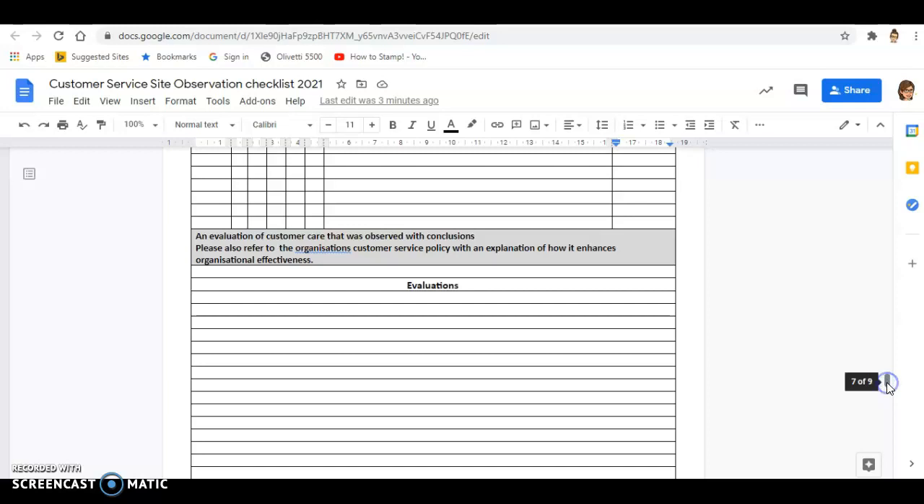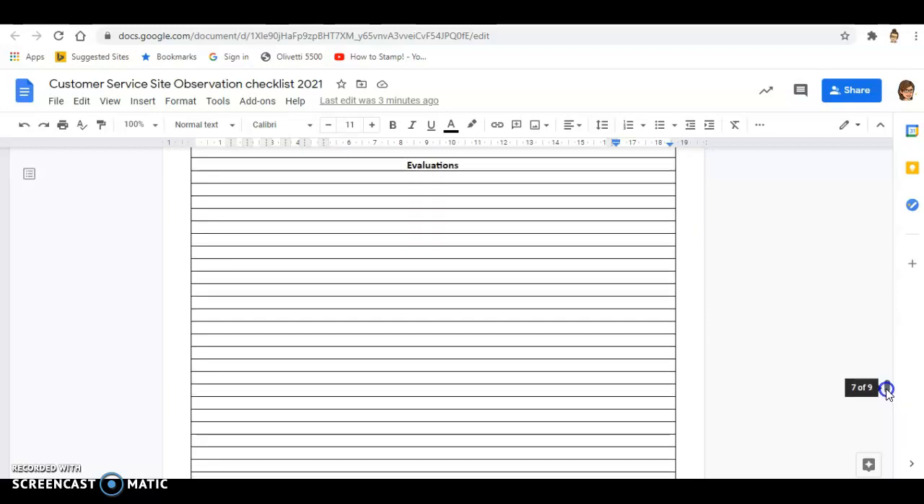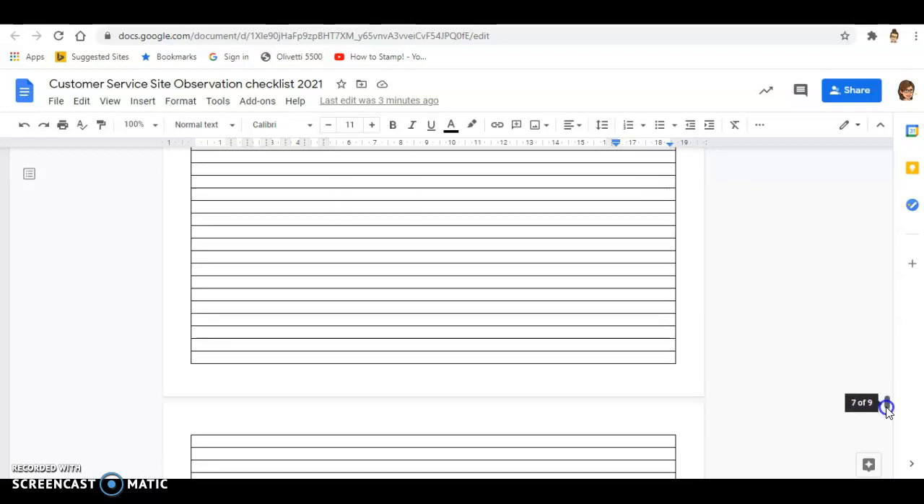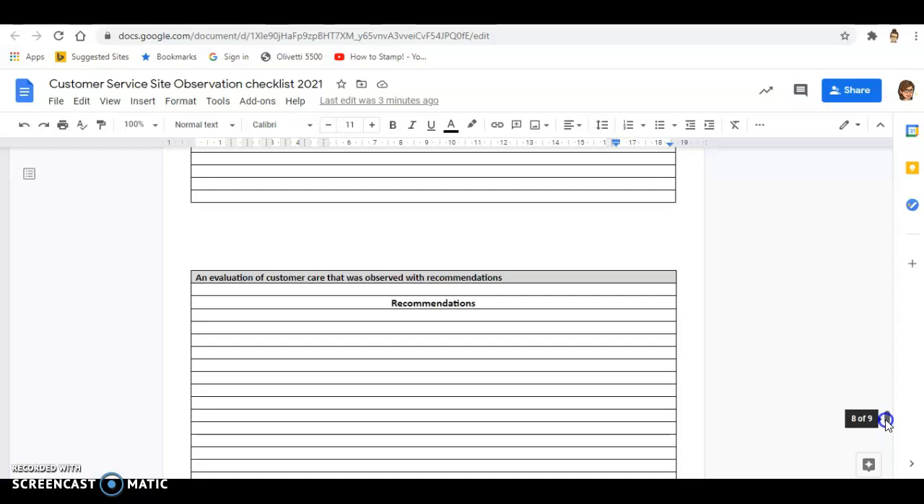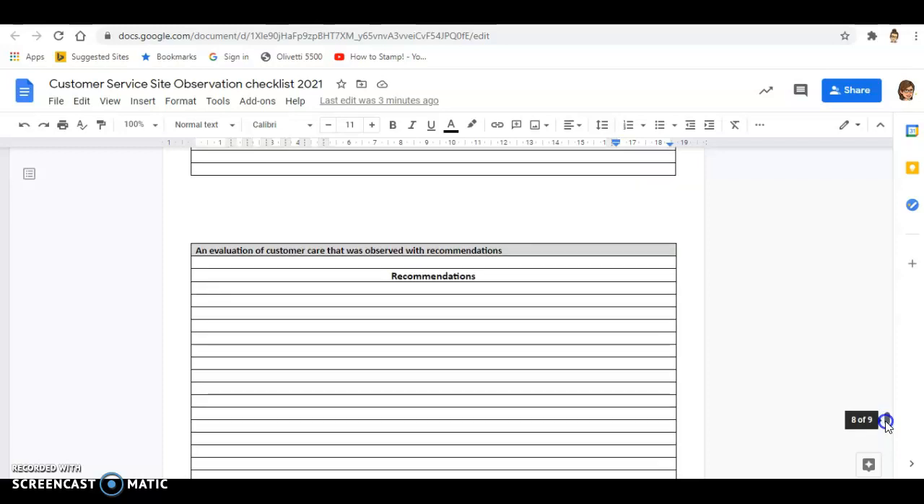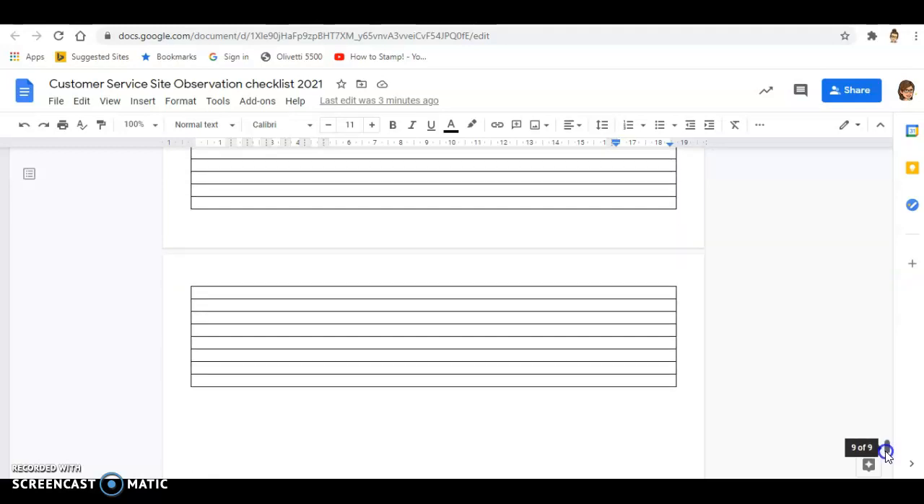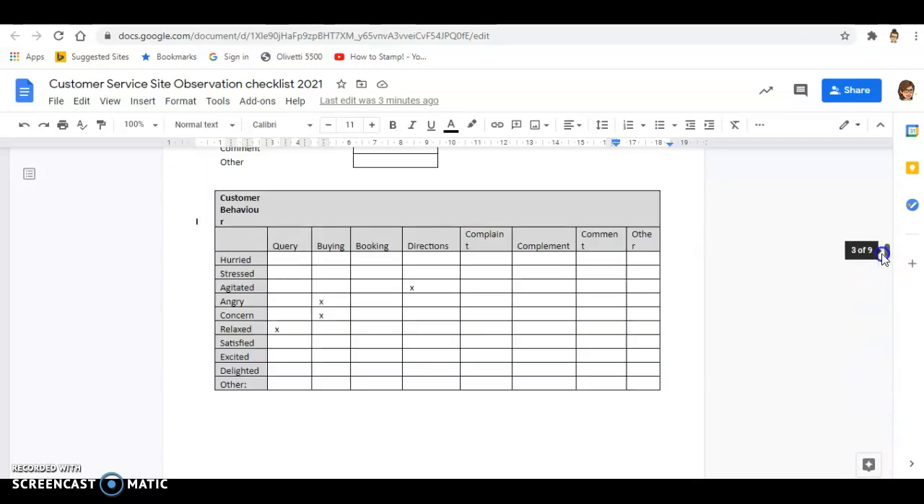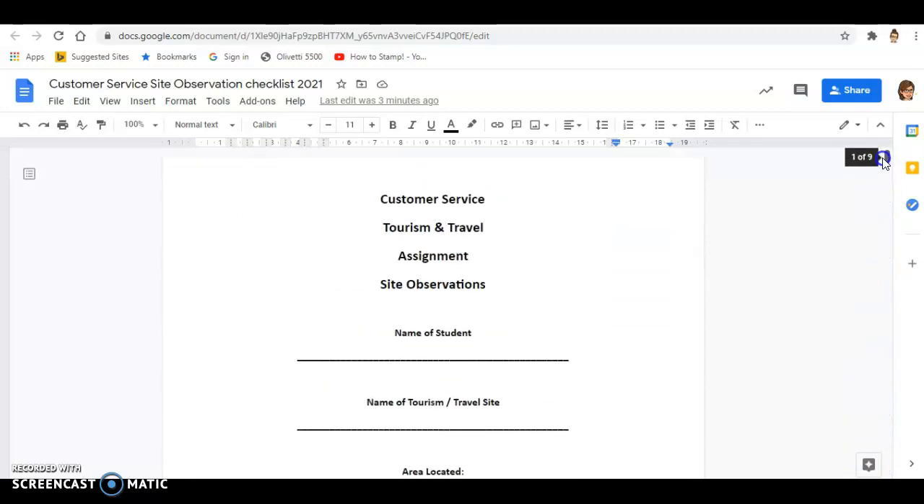The next section is an evaluation of customer care that was observed. So you want to basically say they left unhappy. The staff member might need to be refresher trained on customer service. That's the type of thing that I'm looking for here. An evaluation of customer care that was observed with recommendations. So something that you saw that worked really well, and your own conclusions about it. And that's basically all that you have to do for your observation for the hour.